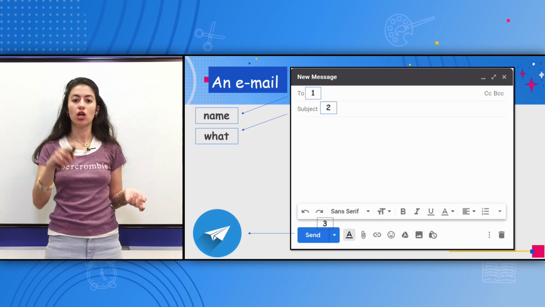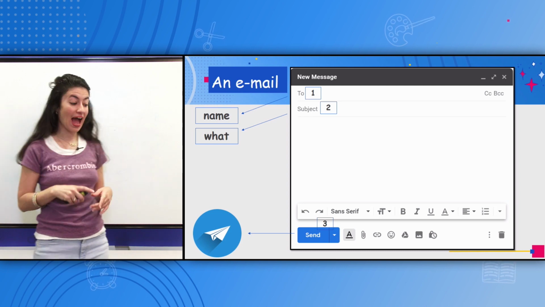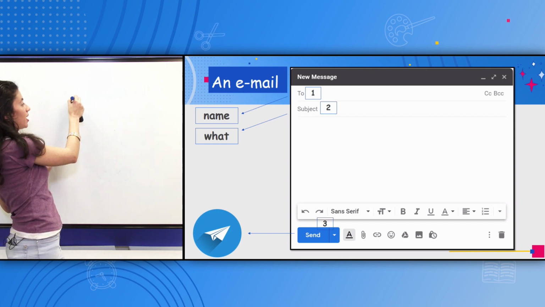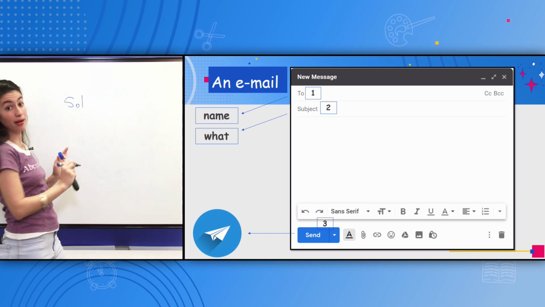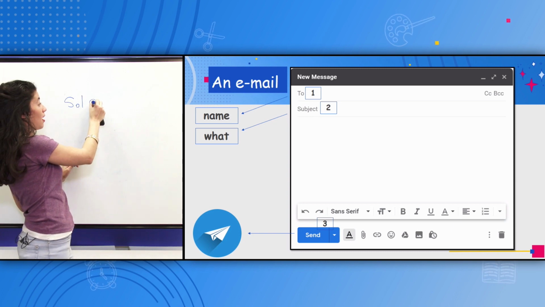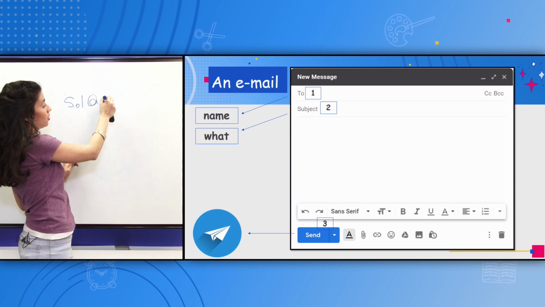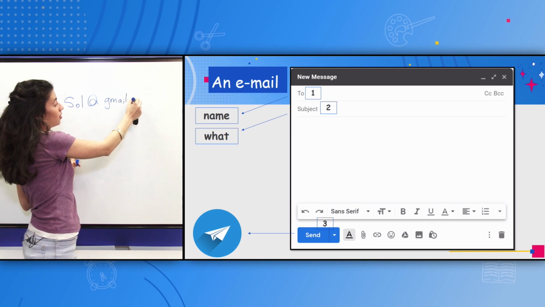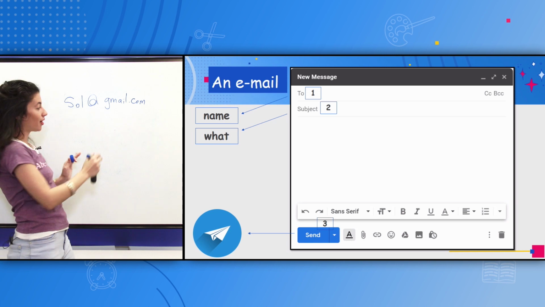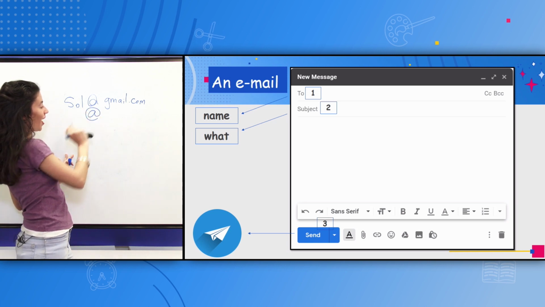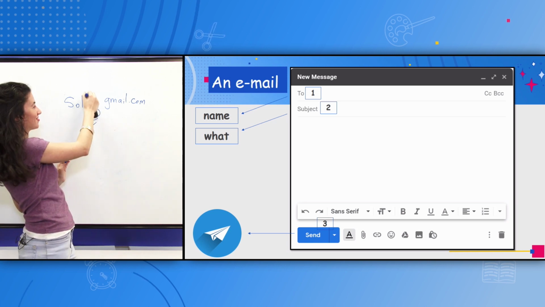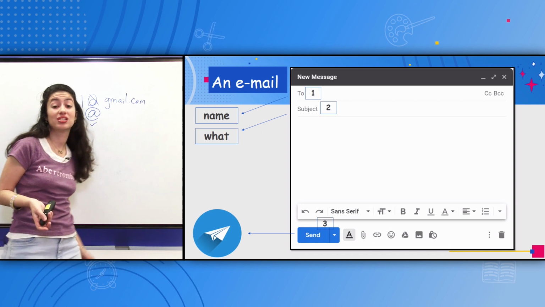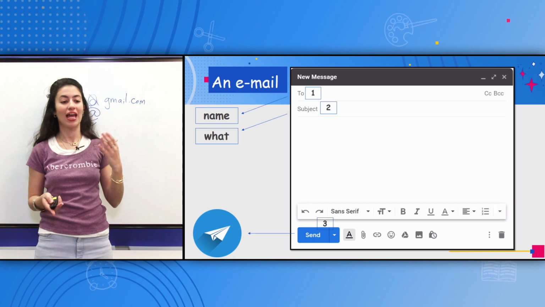For example, sol@gmail.com. Now look how it looks like. If I take the name, sol, at, let's say gmail.com. Now my at isn't so good. This is a good at. This is not. Okay, so this is what you write in to, because it's to who I write.